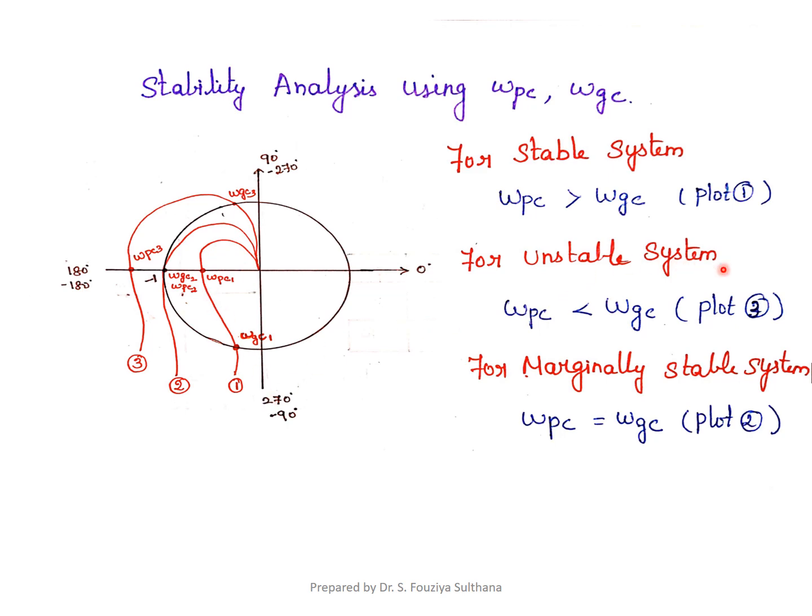For the unstable system, ωpc should be lesser than ωgc. So see in the third plot, this ωpc is lesser when compared with ωgc. And for marginally stable system, that ωpc will be equal to ωgc. See the second plot here, the ωpc is equal to ωgc. So according to the definitions, the plot 1 is the stable system and plot 2 is the marginally stable system and plot 3 is the unstable system.